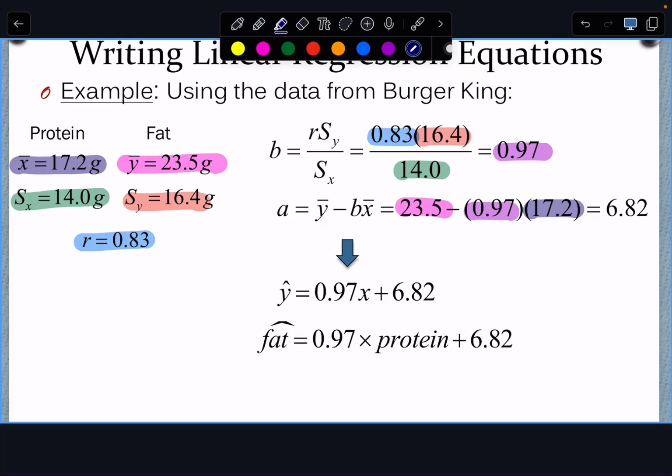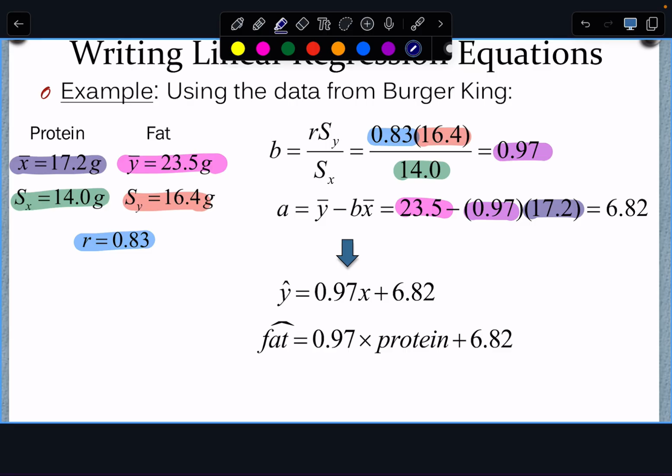Now, the way you do that is by looking at how they word or phrase a regression equation. So if this were the problem that they were talking about and they did not give me the x's and y's, so if they just said, I'm looking at the amount of protein, I'm looking at the amount of fat, the way they're going to say that is create a regression line that allows us to predict the amount of fat based on the amount of protein.